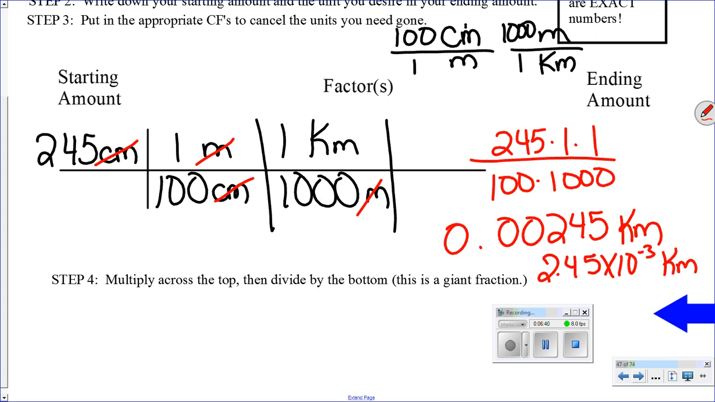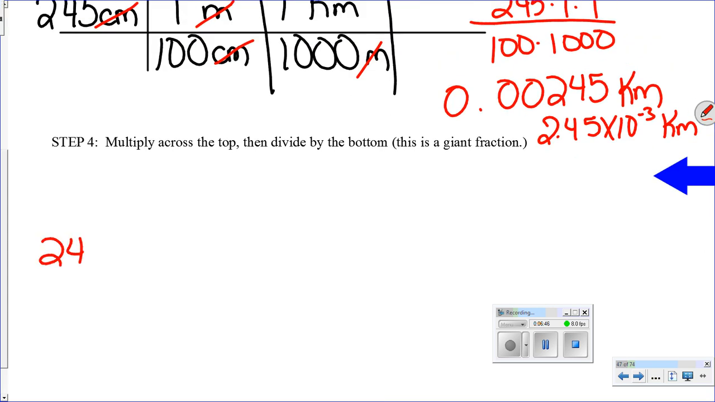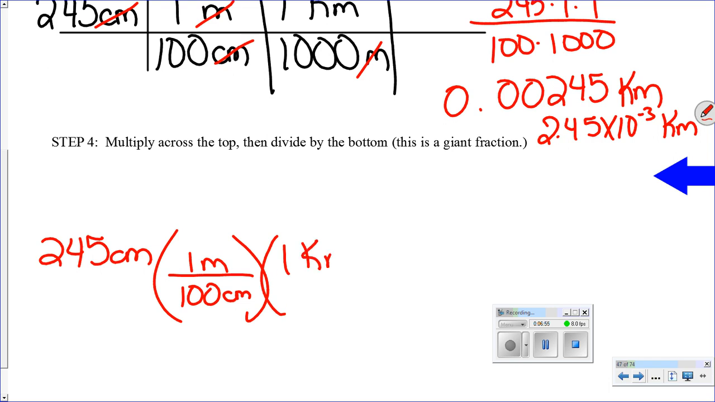Again, the other way to write this would be parentheses. I don't care if you do this, but I will show it to you so you can see it. So you would write 245 centimeters, 1 meter over 100 centimeters, 1 kilometer over 1,000 meters.